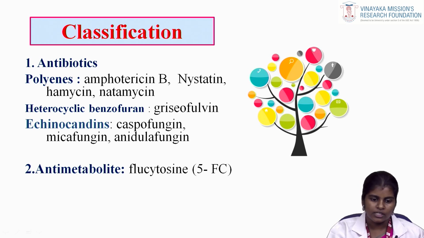Polyene antibiotics: amphotericin B, nystatin, hamycin and natamycin. Coming to the heterocyclic benzofuran, that is griseofulvin. Coming to echinocandins, that is caspofungin, micafungin, anidulafungin. Coming to the next, antimetabolite: flucytosine.